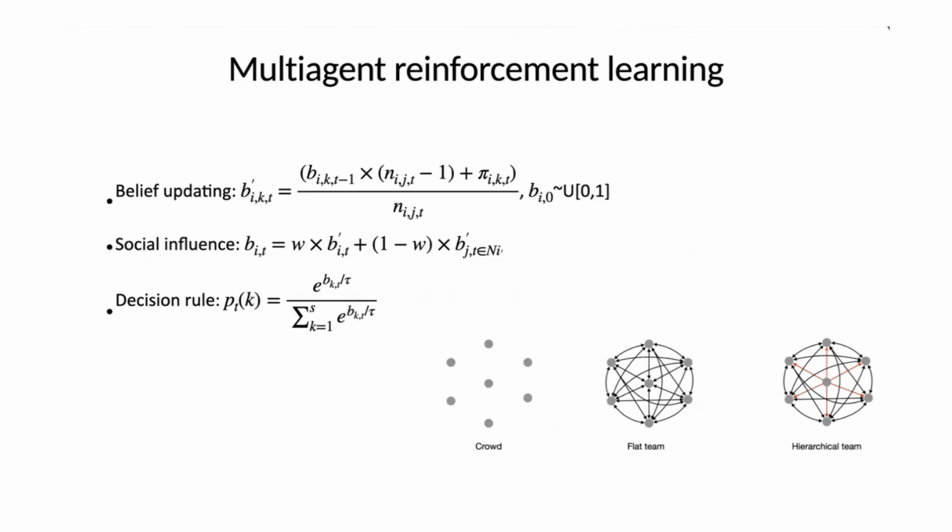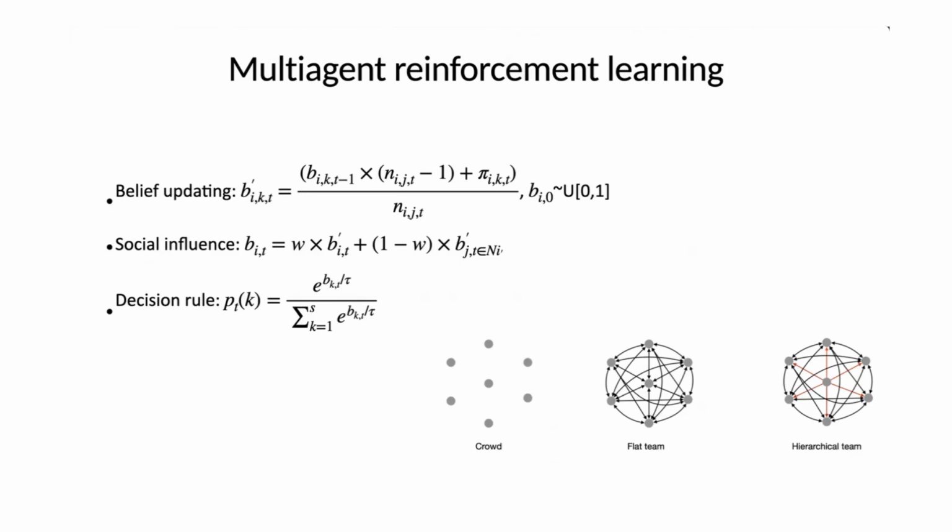If the payoff is bad for a certain option, then the probability of choosing it will decrease and the agents will change to explore other options. So this is the basic idea of reinforcement learning. Now, to determine the value or the payoff of a certain option, we have the belief for each agent, and it's updated throughout this process.